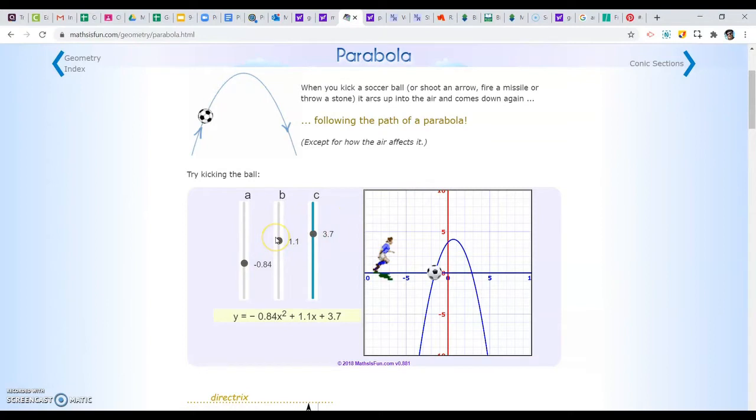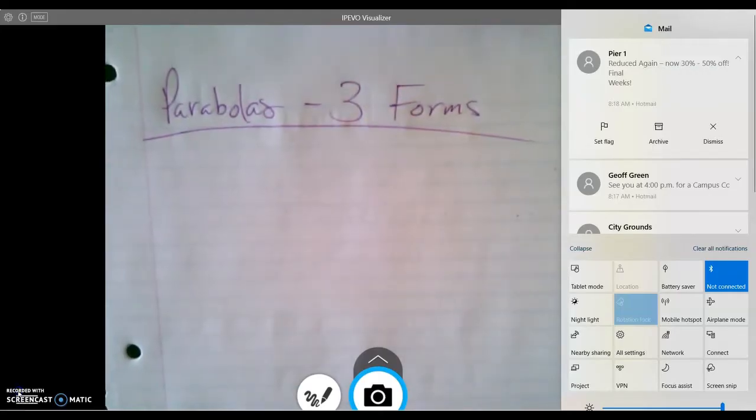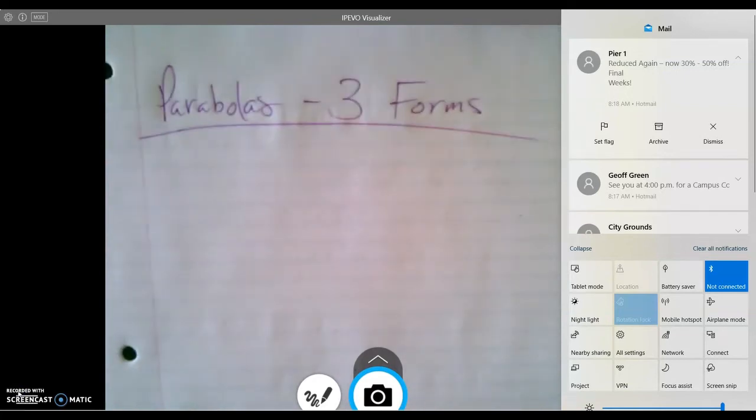And we'll learn how to convert these from either form, when it's vertex form, to standard form, to intercept form. So let's get to that right now. Okay, so go ahead and write this in your notebook, please, students. There are three forms for parabolas. I'm going to lay them out right here.